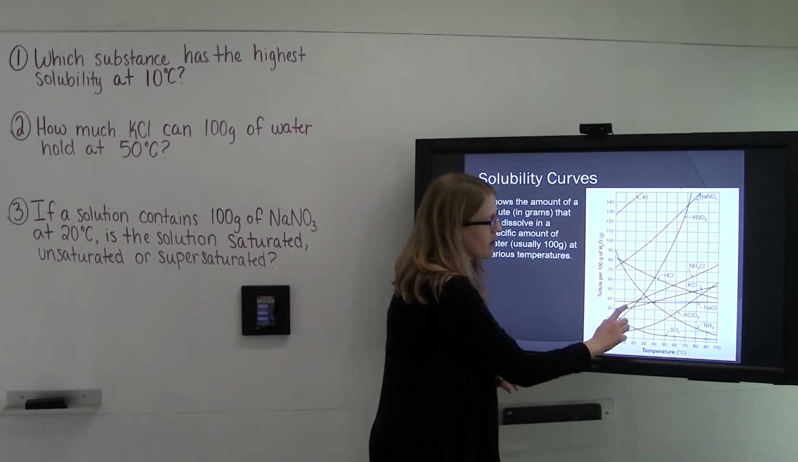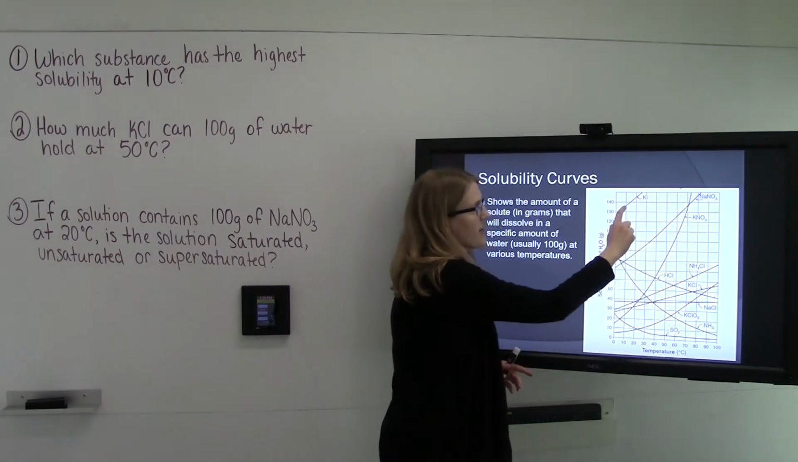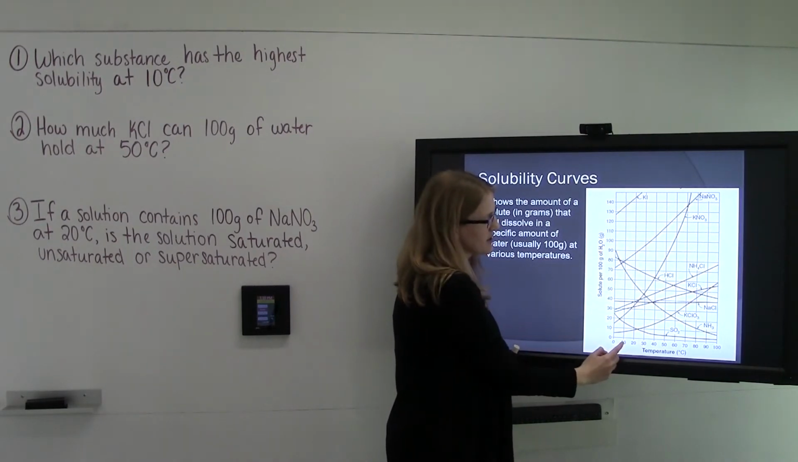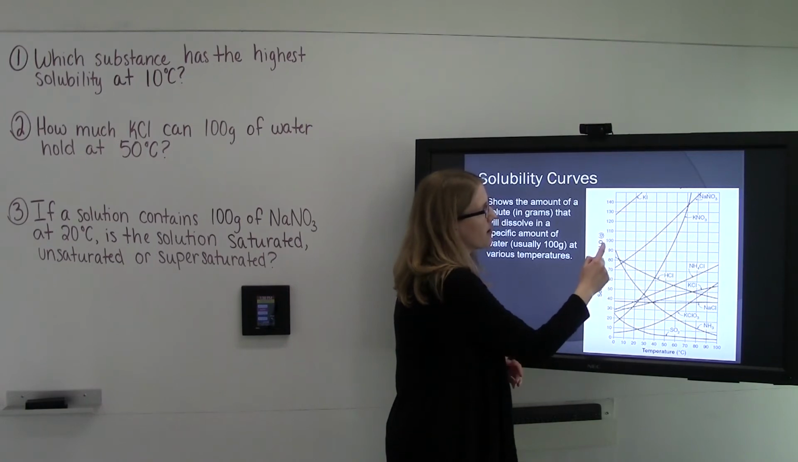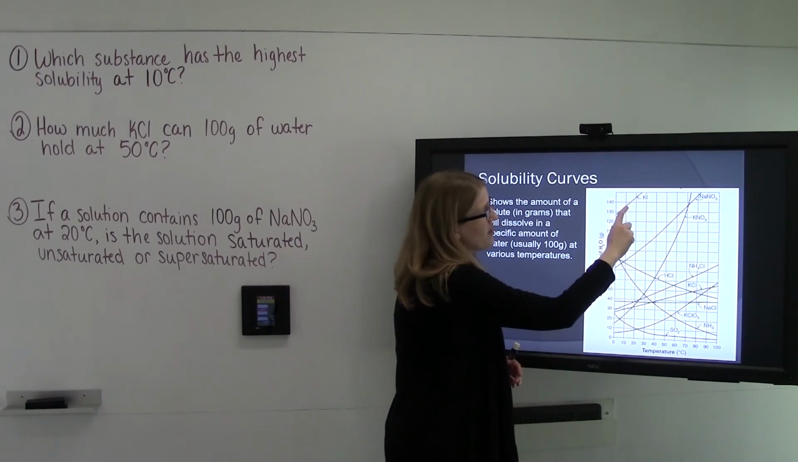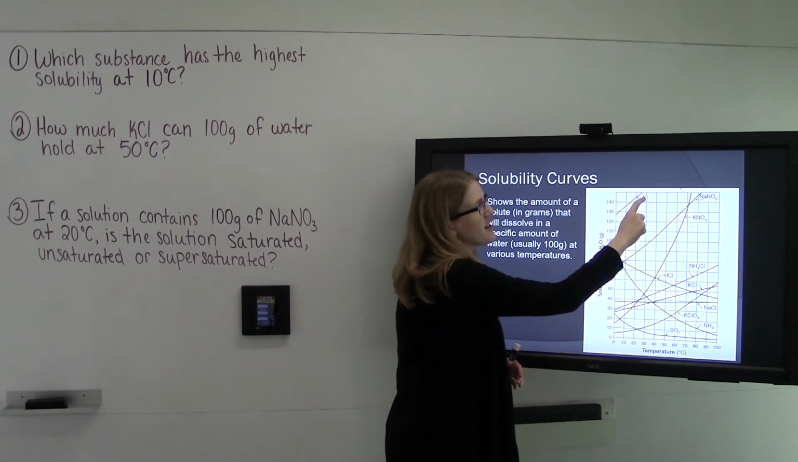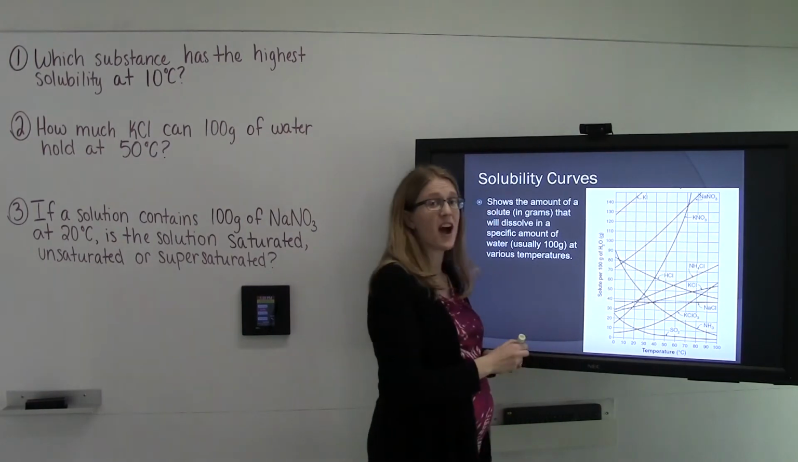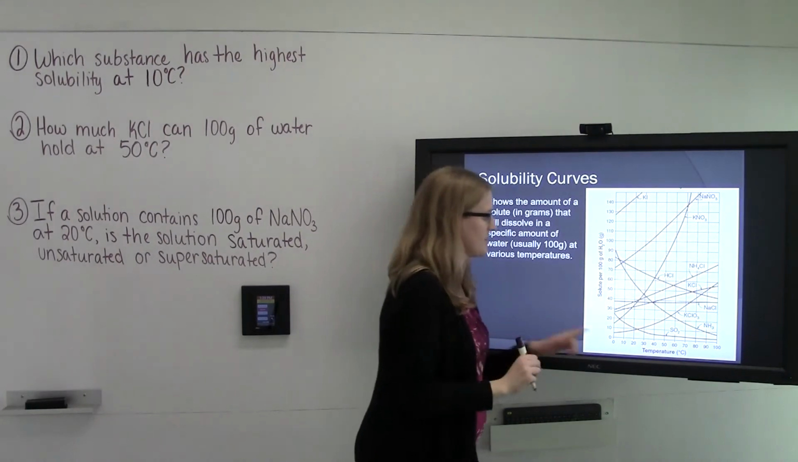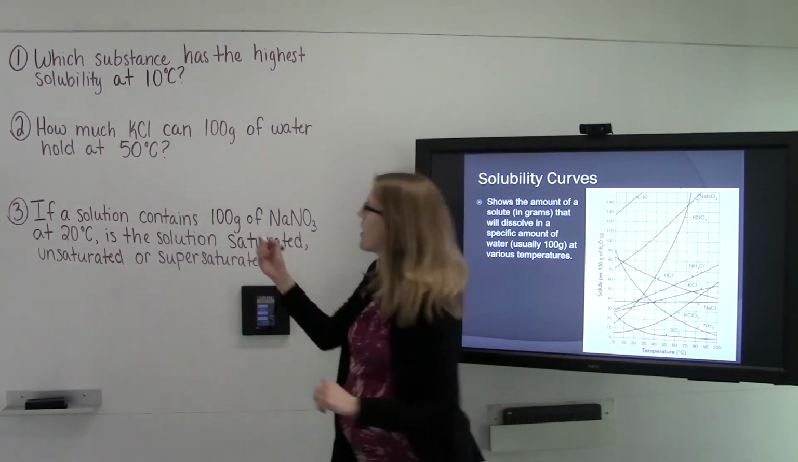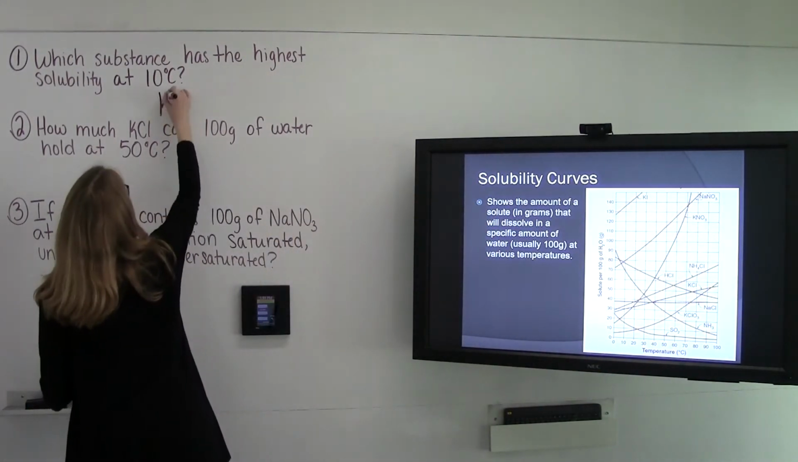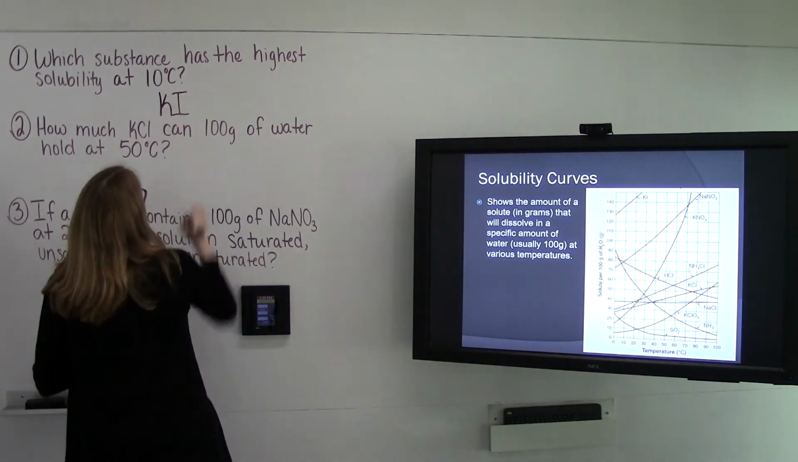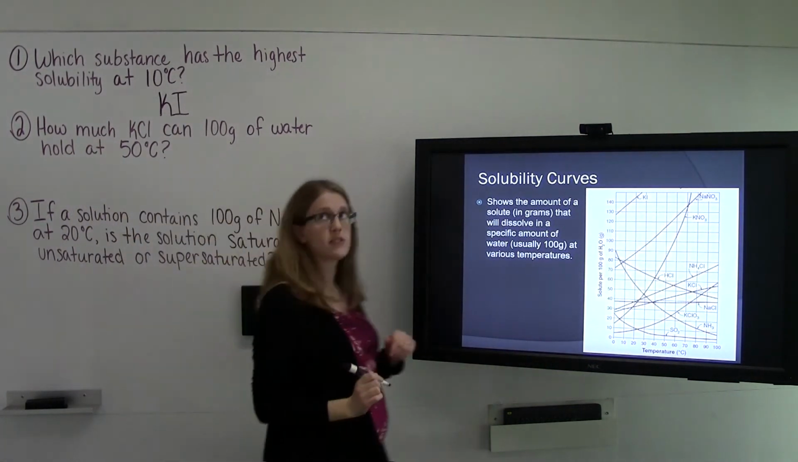To get to the highest, we have to go all the way up to the top, and there it is. At 10 degrees Celsius, 100 grams of water can hold about 136 grams of potassium iodide. That means that this is the most soluble. It has the highest solubility at 10 degrees Celsius. So our answer here would be potassium iodide.